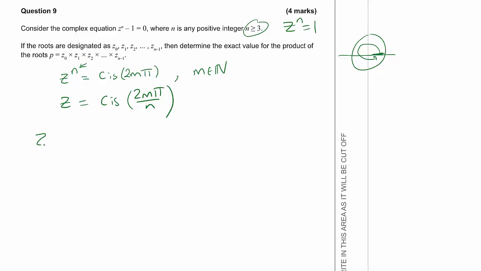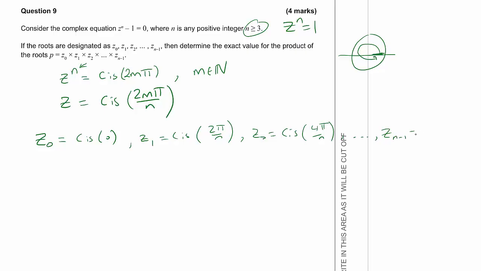So let's think about some of these. So z0 we could just say is the cis 0. z1 would be cis, so take m as 1, 2 pi over n. z2 would be cis 4 pi on n, and so on up to z n minus 1, which would be cis 2 n take 1 pi over n.